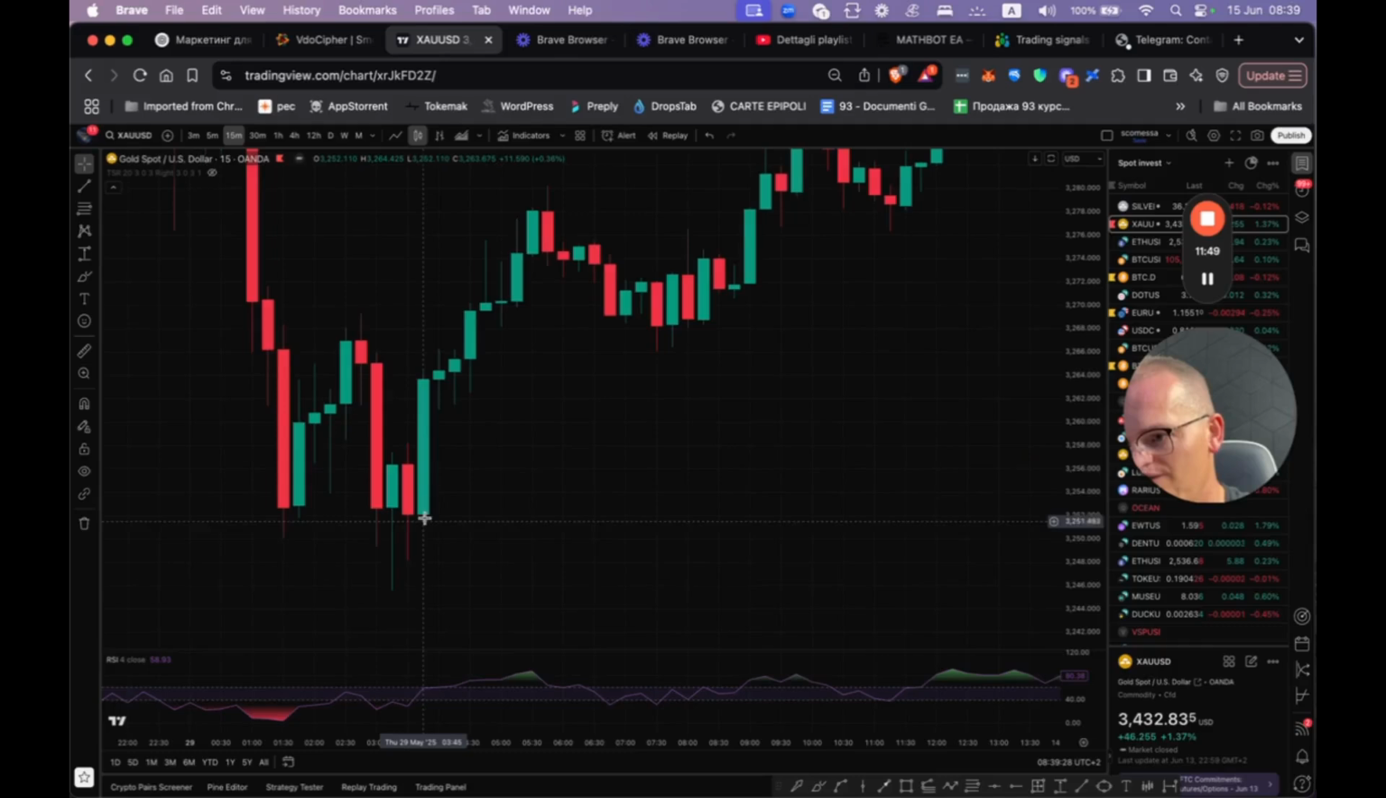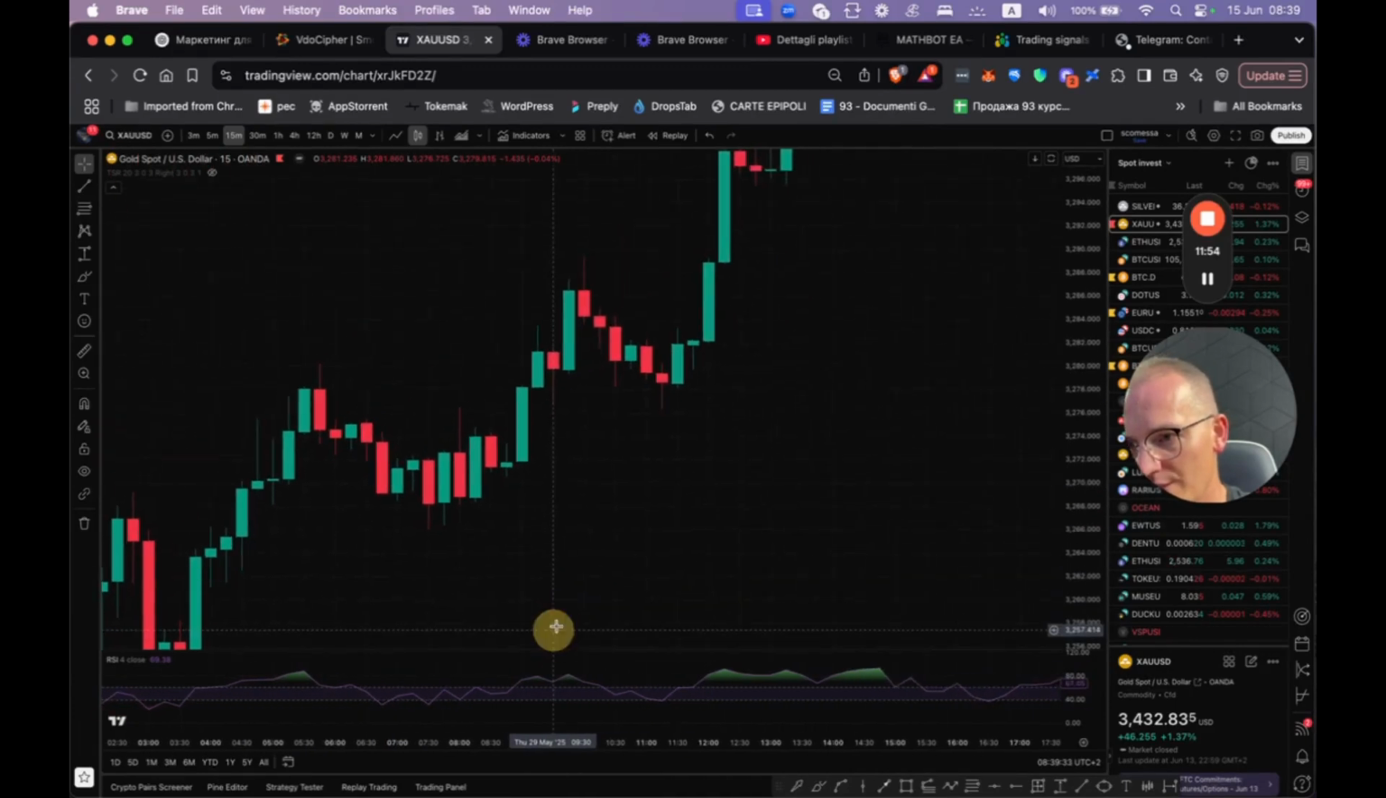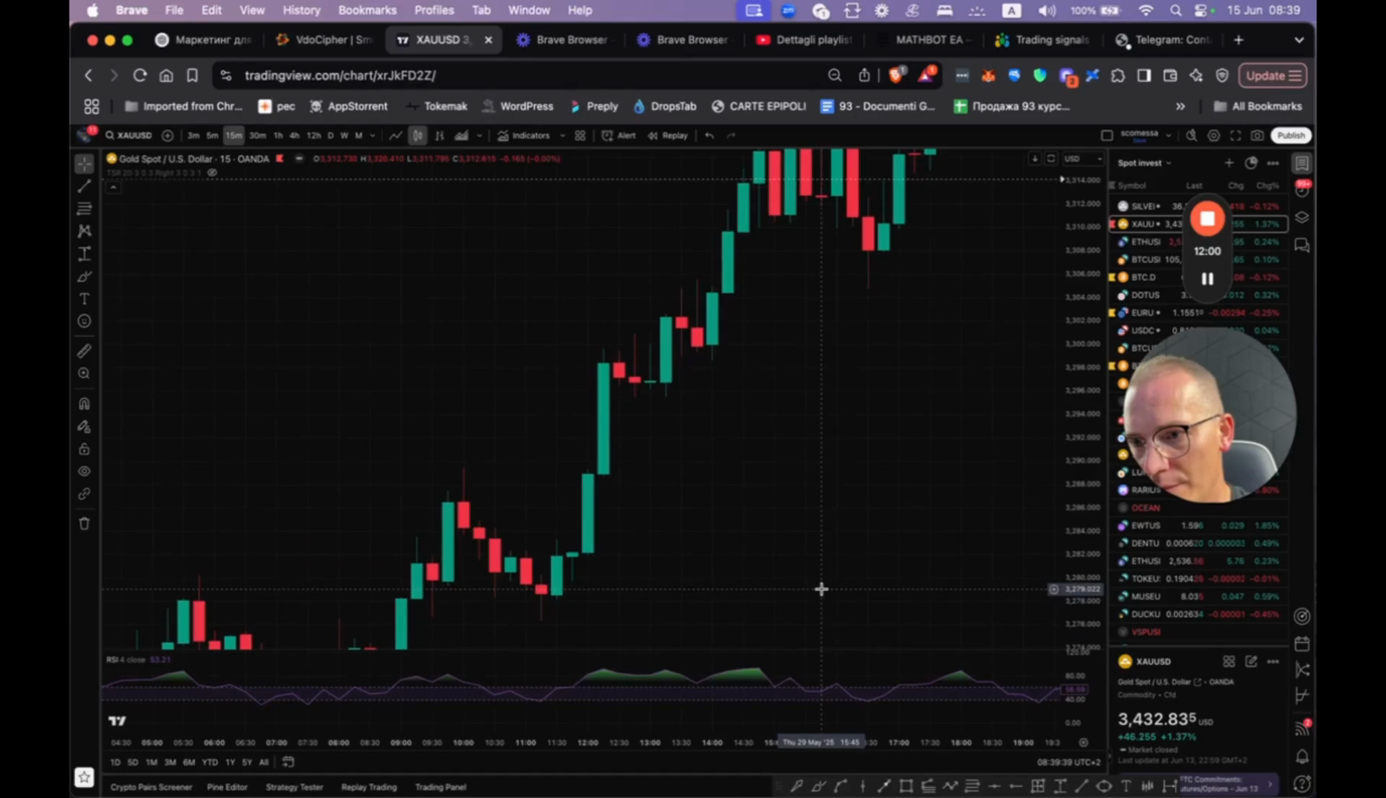So what do we have here? 1, 2, no, that doesn't fit. This one doesn't either. Hold on. This one doesn't work either, you see? Because it went down. Here, look, this is a good example. First candle, second candle, third candle. No, it doesn't fit, sorry.